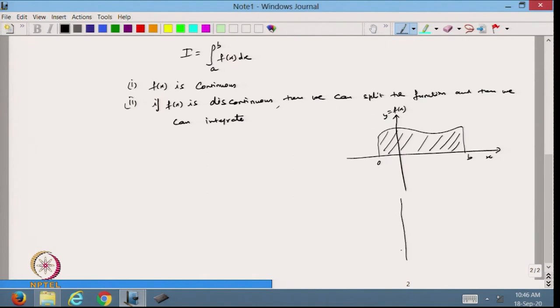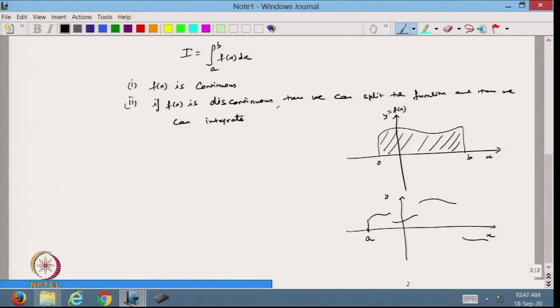Now, what will happen in the next one? In the next case, I have an x axis and y axis. Suppose my function is piecewise continuous, so that it has a discontinuity. Suppose the function is like this one here, then its value is coming like this, then suppose it is this, then suppose it is this. So in that case, what will you do?